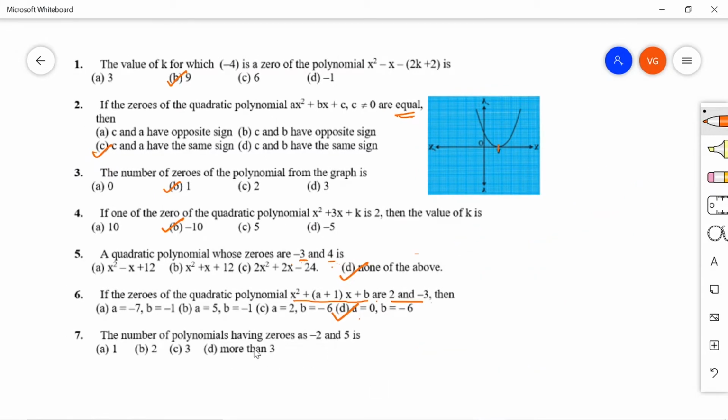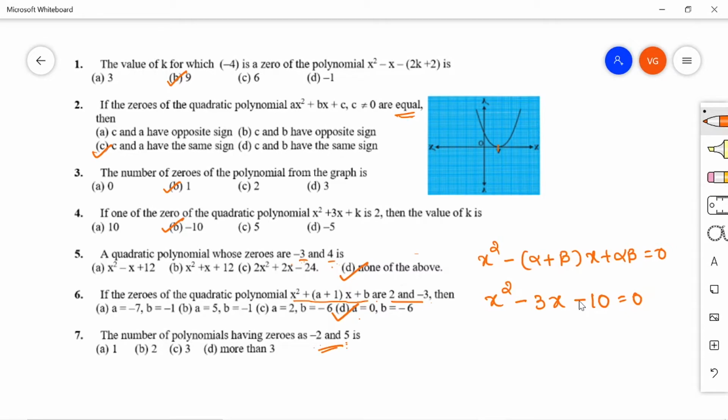Question number 7. The number of polynomials having zeros minus 2 and 5 is. As I said earlier, if you know the zeros, then the equation can be written as x square minus (sum of the zeros) multiplied by x plus product of the zeros is equal to 0. So alpha plus beta is minus 2 plus 5, that is plus 3. So here it is minus 3x, right? Minus 10 is equal to 0, since the zeros are minus 2 and 5. So this is the polynomial that I can write from the given two zeros.